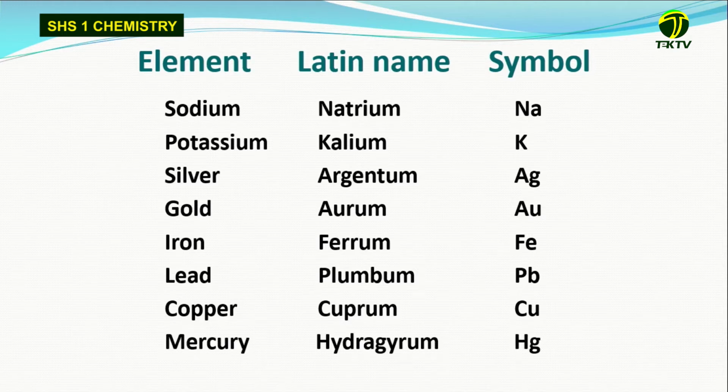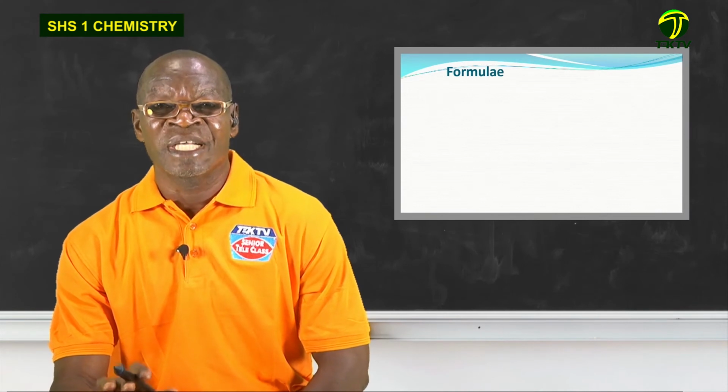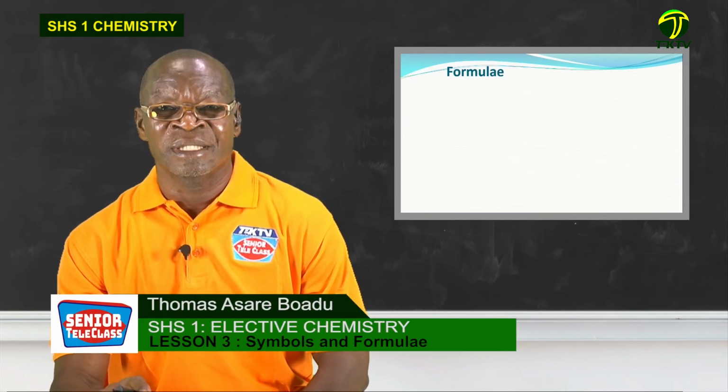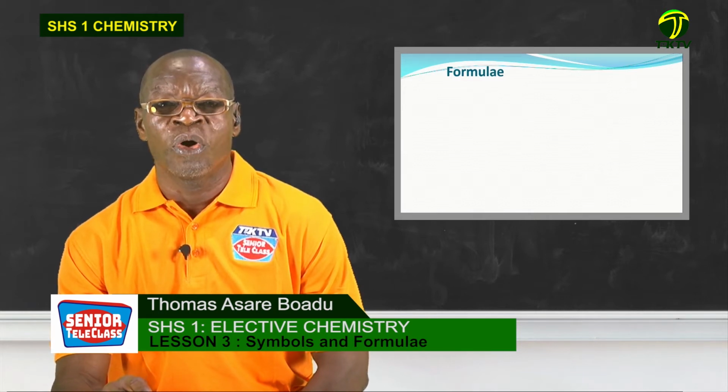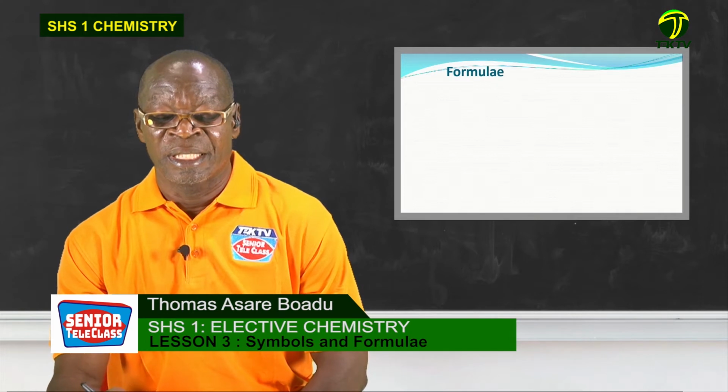We have mercury, there is no Hg in the English name, but we have the Latin name hydrargyrum, from which the symbol is obtained. So as we mentioned, symbols are obtained from the first letter or the first letter and one other letter, either from the English name or from the Latin name of the element.